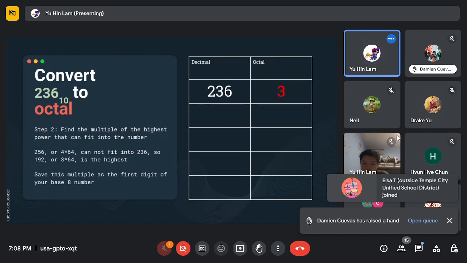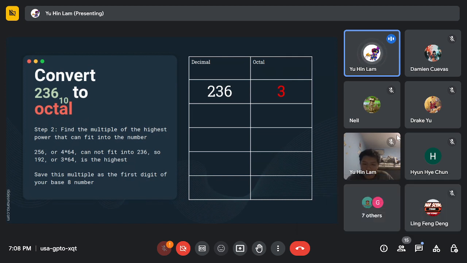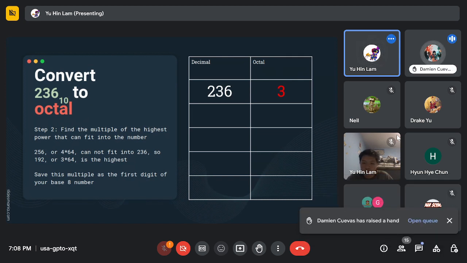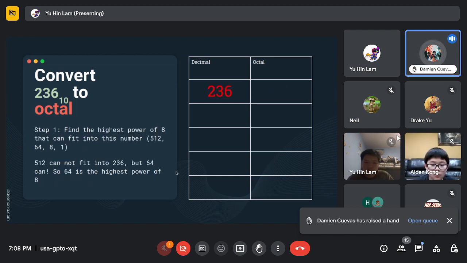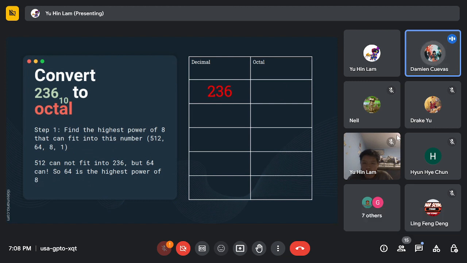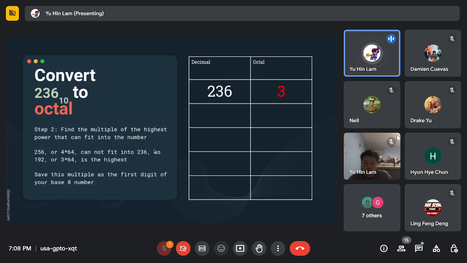So let's see. Damon, is that how you pronounce your name? Yeah, go ahead. So basically the listed numbers like 64, 8, and 512, you just use those numbers and then multiply them by different numbers to make it closest to 236. Yeah, so our first step would be to check which one is the largest that can still fit into here. 512 is too big. So then our next one would be 64, which is the highest. And then in step 2, we will look for what can multiply with that power number to get us closest to this decimal number. Okay, I understand.